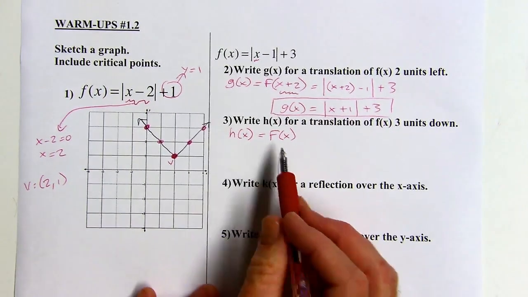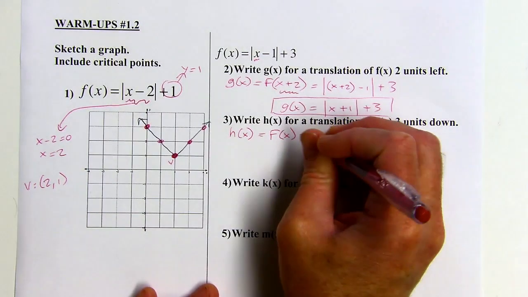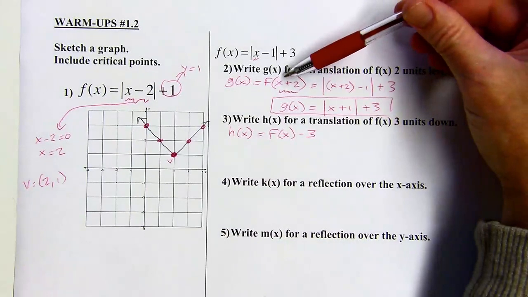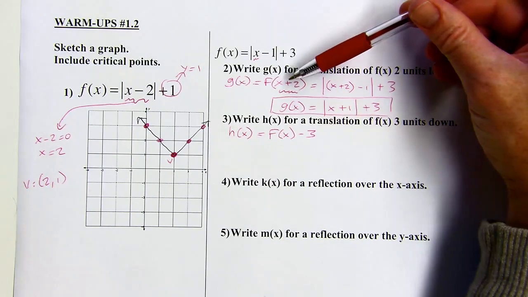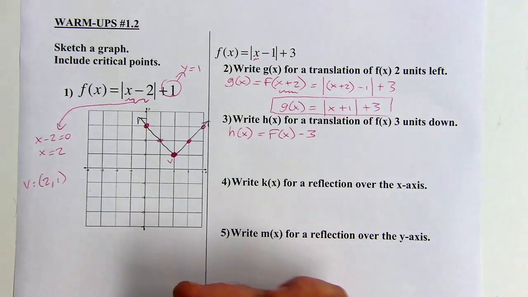I'm going to add or subtract to the output. Since I'm going down, I'm going to be subtracting, and it says 3 units down. So notice, if you're adding or subtracting directly to the x inside, that would move things left or right. This moves things up or down when you add or subtract to the end.